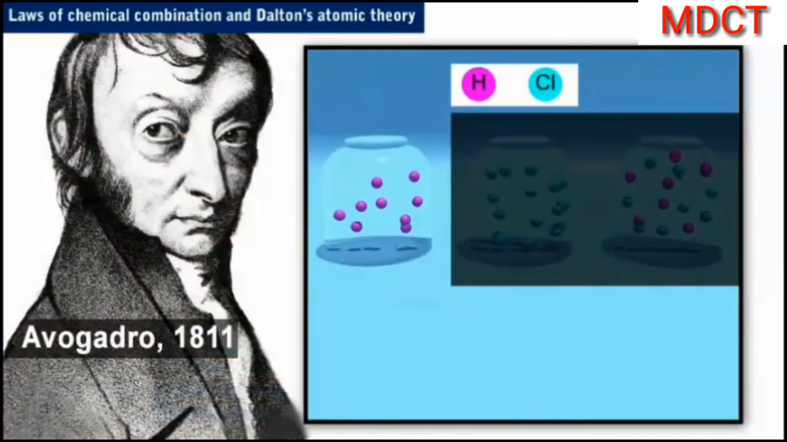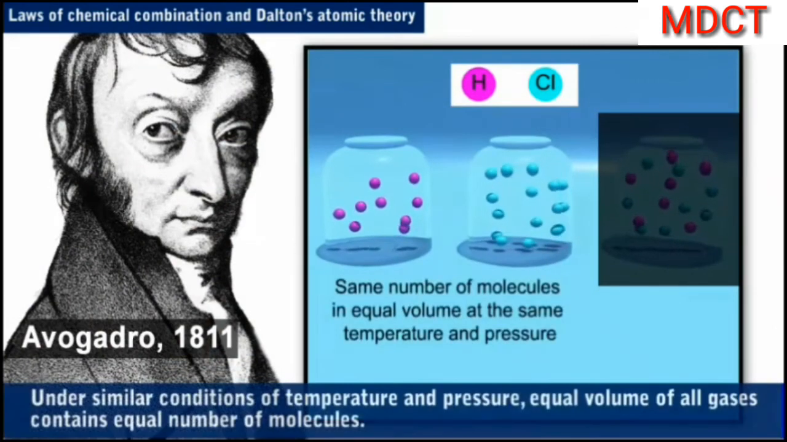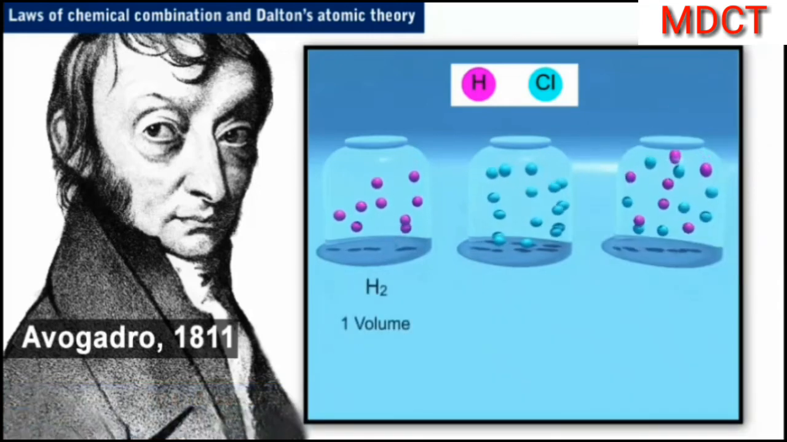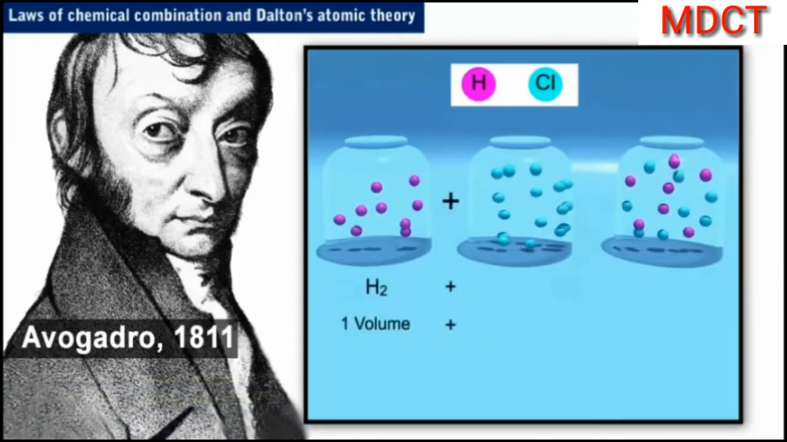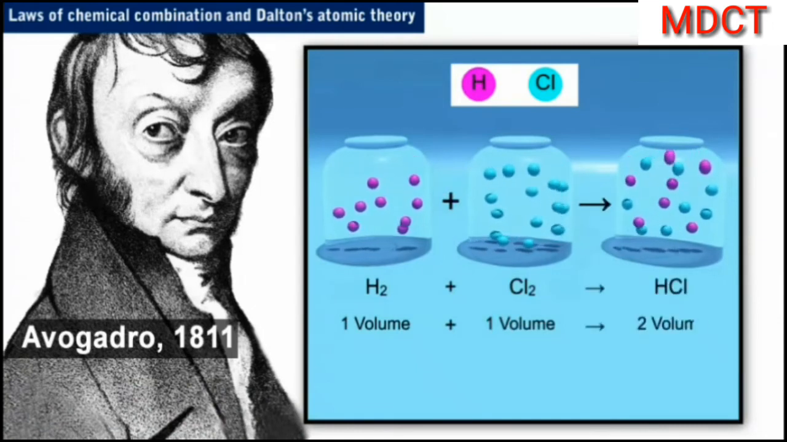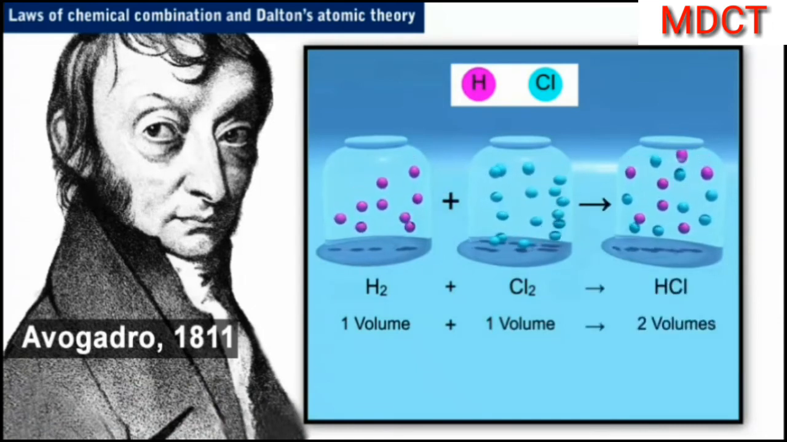He proposed a law known as Avogadro's law, which states that under similar conditions of temperature and pressure, equal volume of all gases contains equal number of molecules. For example, 1 volume of hydrogen combines with 1 volume of chlorine to form 2 volumes of hydrogen chloride gas.